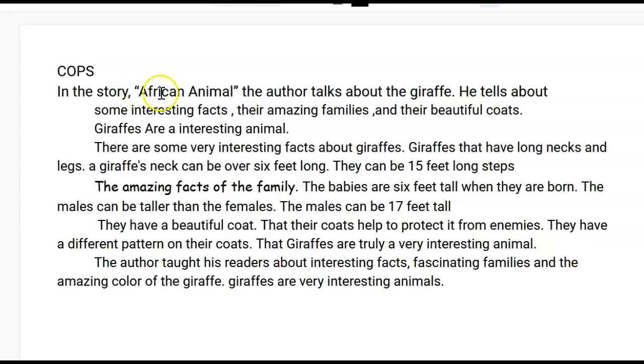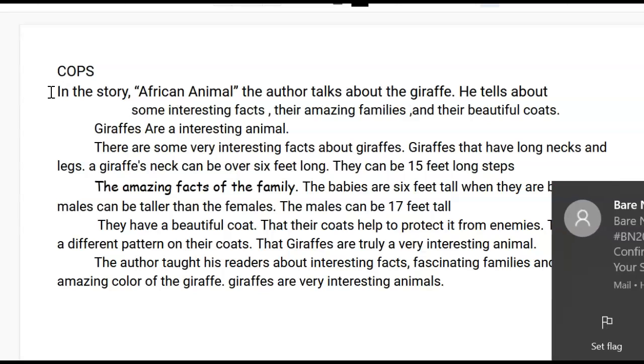It says, in the story, African Animal, great job. They have the title in quotes and it's capitalized both times. That's amazing and that's great. The author talks about the giraffe. That's great. The main idea is the giraffe. But what I'm finding is this is the first paragraph. It needs to be indented. So I'm going to come down here and I'm going to tab it and indent it.